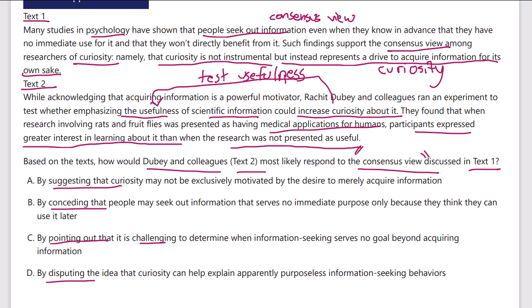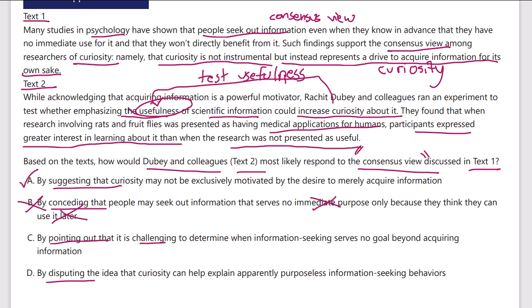A, by suggesting that curiosity may not be exclusively motivated by the desire to merely acquire information. Well, yeah, here's an extra reason, a usefulness reason, to want to acquire information, and that pushed people to be more curious or more interested. So that's actually true. Let's hold on to that one. B, by conceding that people may seek out information that serves no immediate purpose only because they think they can use it later. No, there's no concept of using it later, whether immediate or later, that's just simply not addressed in the text. It's simply either useful or it's not useful. Not, it's not useful today, but will be tomorrow.